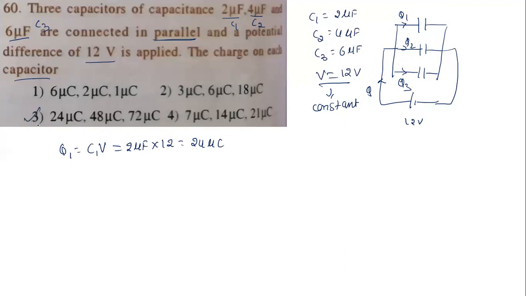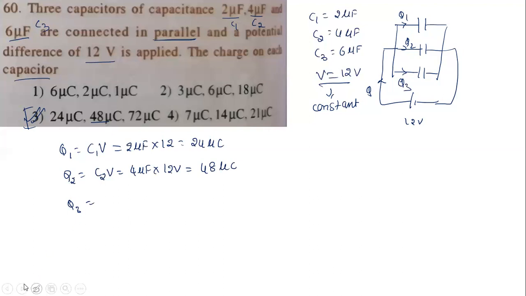See, the third option is 24 microcoulomb. Let us verify the remaining. Q2 is C2 times V. C2 is 4 microfarad, potential is 12 volt. Multiply these two, you get 48 microcoulomb. Similarly, if you find Q3, you get 72. So option number 3 is correct. Nothing more to discuss here, it is just a simple combination.